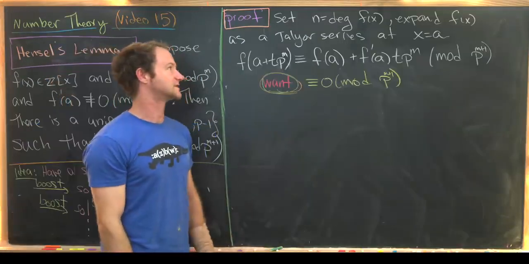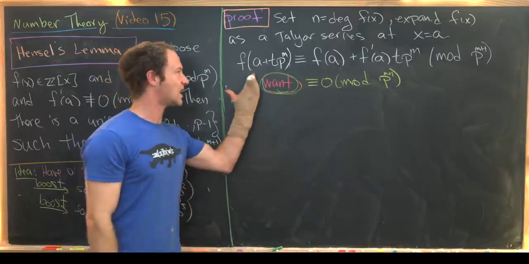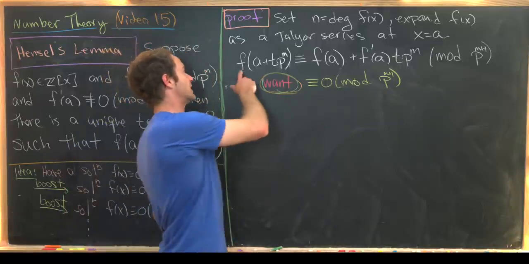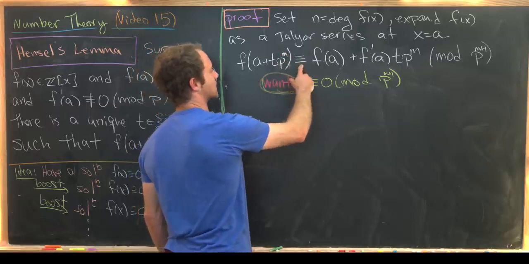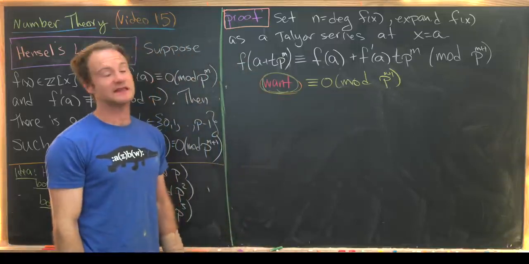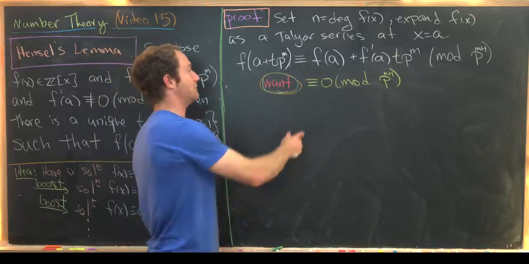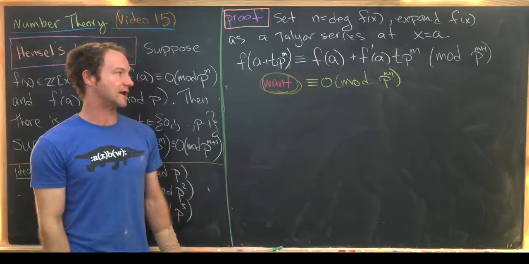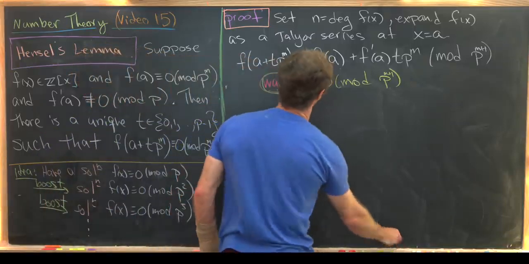Let's recall on the last board, we did some trickery with the Taylor series, and we came up with the following congruence modulo p to the m plus 1. We've got f evaluated at a plus t times p to the m is congruent to f of a plus f prime of a t p to the m modulo p to the m plus 1. And our big goal is for this thing to be congruent to 0 mod p to the m plus 1. So let's see what it would take for that to happen.